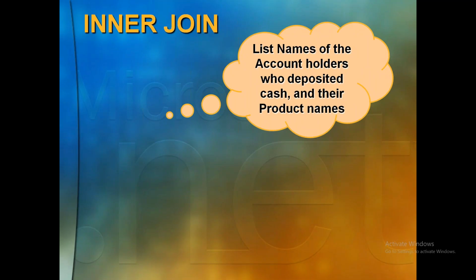List names of the account holders who deposited cash and their product names. Now you need to analyze how many tables I should join. List names of the account holders. So you know that you should use the account master table. Fantastic. Who deposited cash? Where is this information available? This is available in the transaction master table, and their product names. Product names are available in a table called product master table. So I need to join three tables: account master, transaction master plus product master.